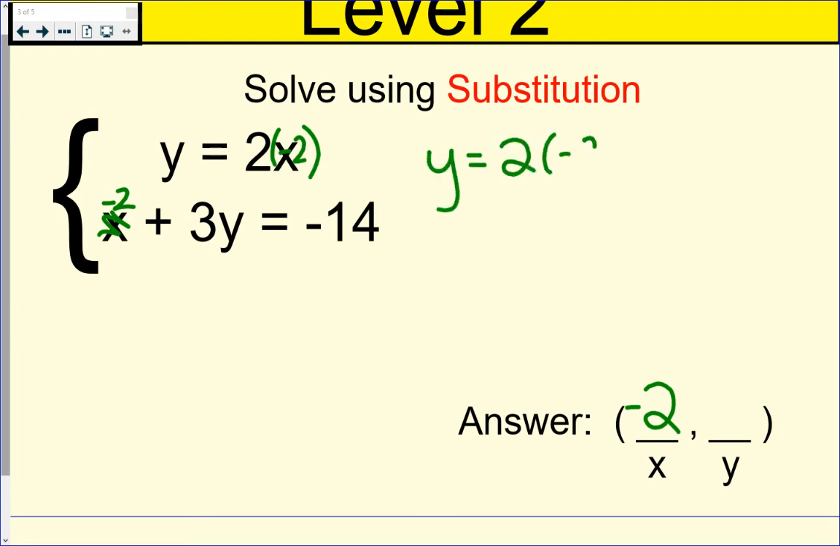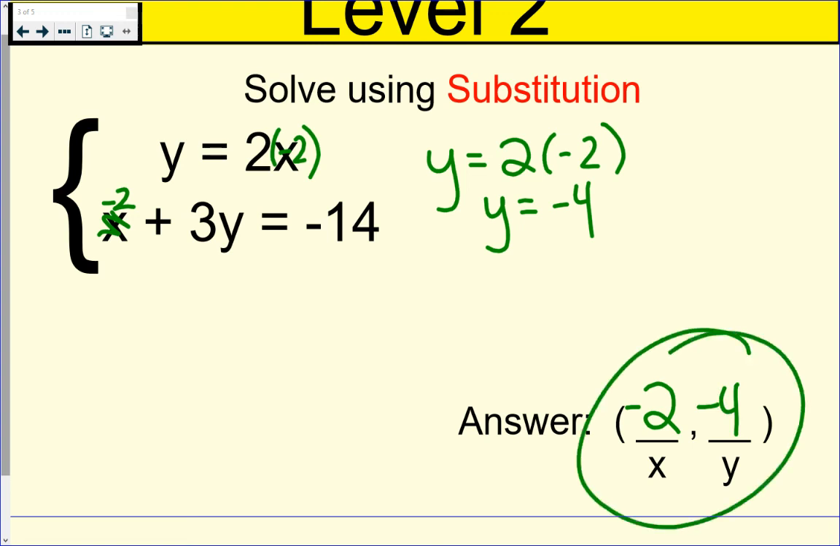y equals 2 times negative 2, which means that y equals negative 4, and that's going to be our final answer right there. I hope this video is a good hint for you as you're trying to solve your question.